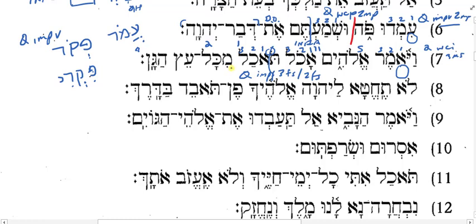What's that? From any or every, eitz, tree, hagan. Okay, how is eitz and hagan related to each other? This isn't a construct chain. In fact, kol is the first member of the construct chain, then eitz, then hagan. So this is a 3-part construct chain from all of the tree of the garden, or from every tree of the garden. All right? So we have a 3-part construct chain that is the object of the preposition men. From all of them. Okay, good.